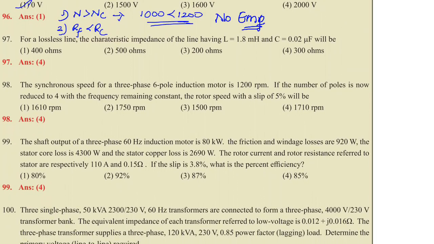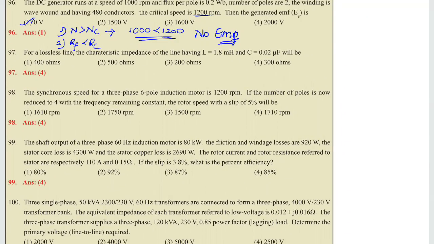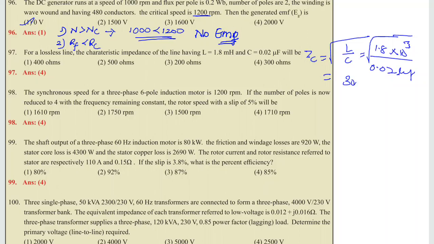Next one here. For a lossless line, the characteristic impedance, having L equal to 1.8 millihenry and C equal to 0.02 microfarad, will be. So for this question, the characteristic impedance ZC is equal to the square root of L by C, which is the square root of 1.8 into 10 power minus 3 divided by 0.02 microfarads. If you solve this, you may get the answer as 300 ohms. So the answer here is 4.